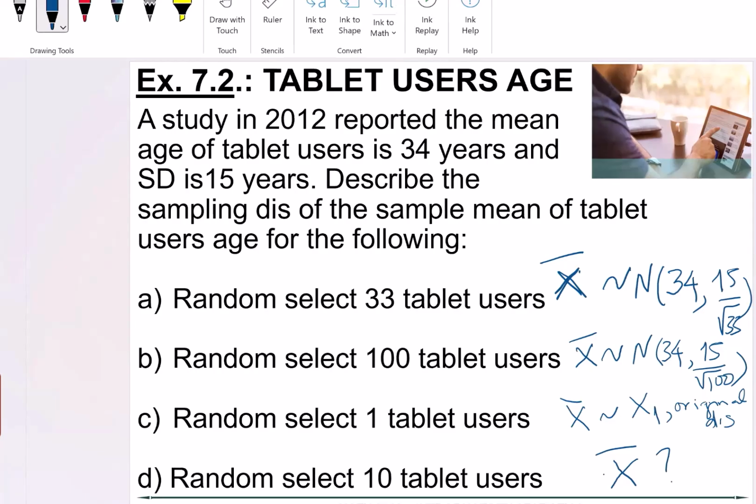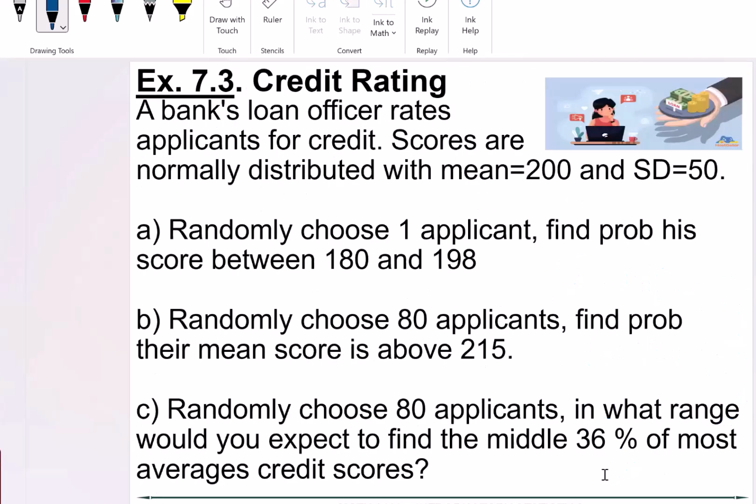about the exponential case. So let's look at example 7.3, so we can see how we can apply the central limit theorem to calculate the probability. This problem is about credit rating. A bank's loan officer rates applicants for credit. The scores are normally distributed with mean 200 and standard deviation 50.